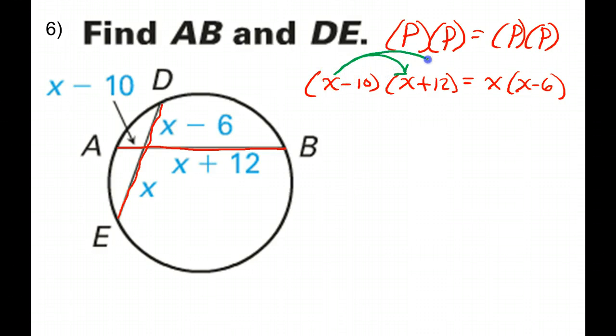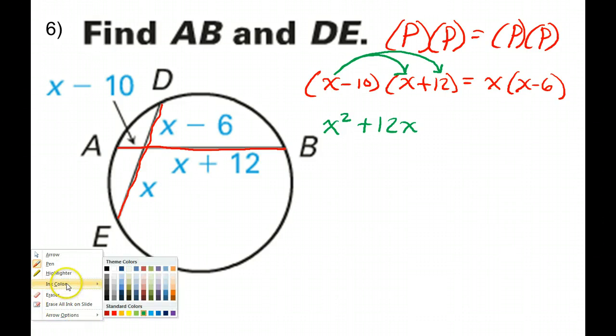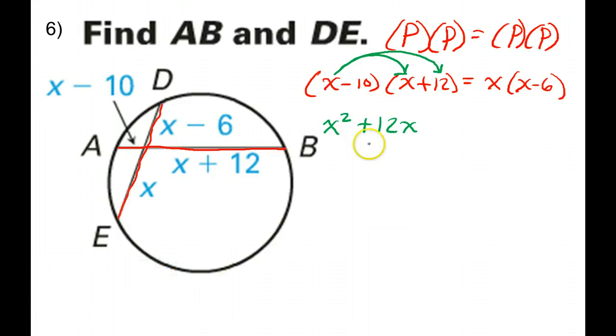So I'm going to do x times x and x times 12. X times x is x squared. Okay, x times 12 is 12x. All right, so I've done that distributive property so far. Now I'm going to do, let's see, I'll use blue. Now I need to distribute the negative 10, and the negative goes with it, so negative 10 times x, and negative 10 times 12. Negative 10 times x is negative 10x. Negative 10 times 12 is negative 120.